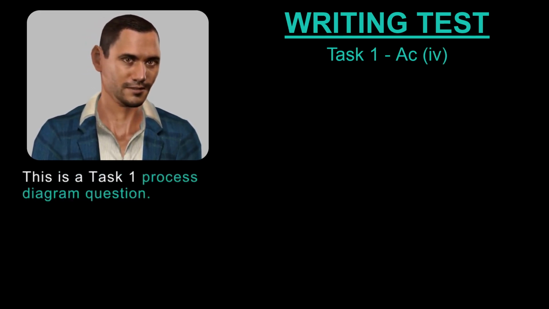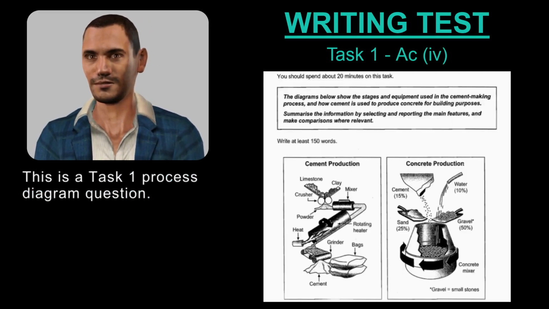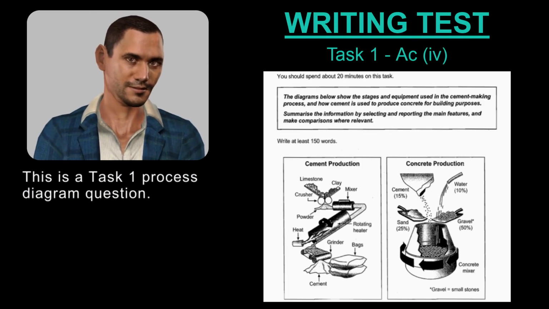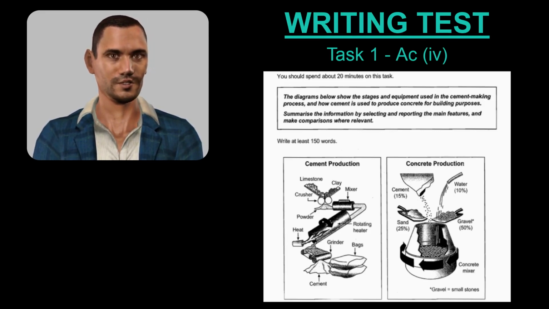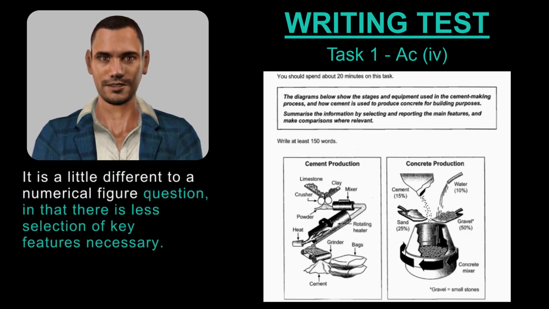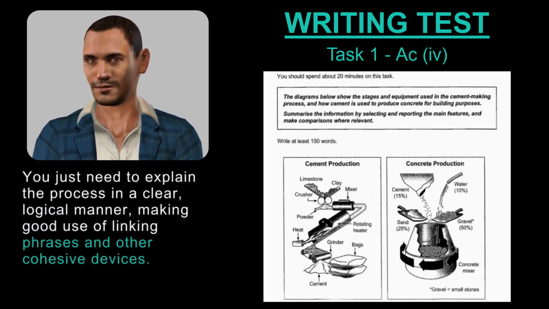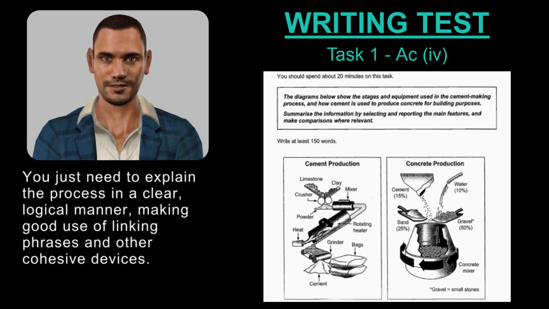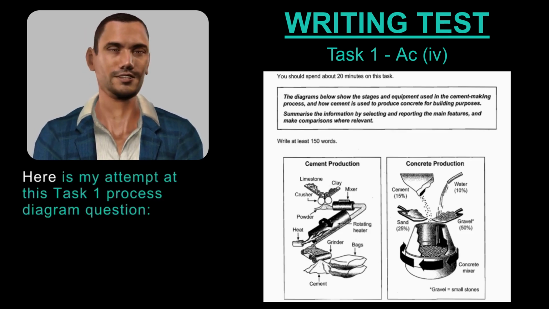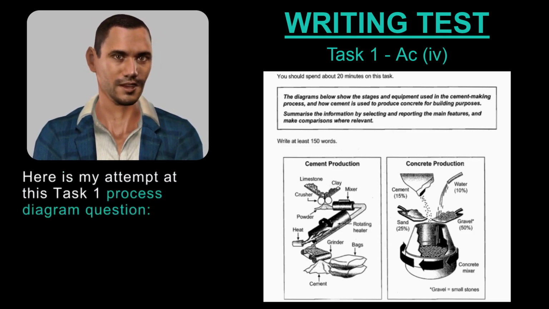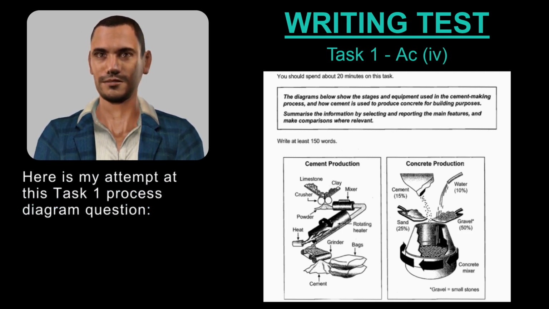This is a Task 1 process diagram question. It is a little different to a numerical figure question, in that there is less selection of key features necessary. You just need to explain the process in a clear, logical manner, making good use of linking phrases and other cohesive devices. Here is my attempt at this Task 1 process diagram question.